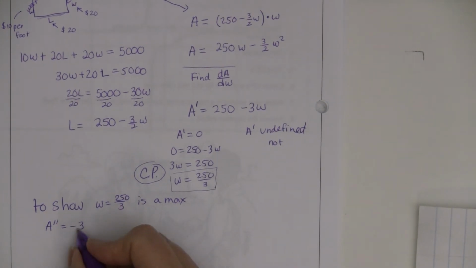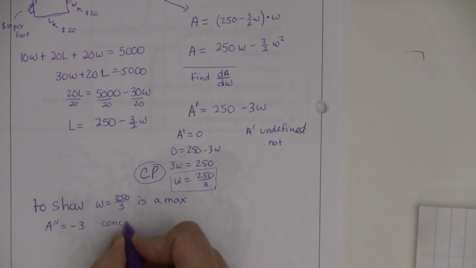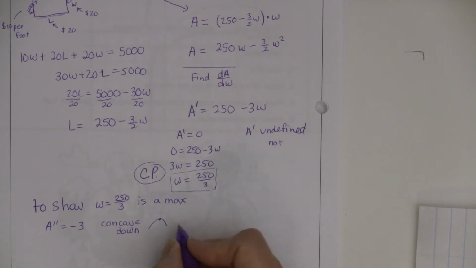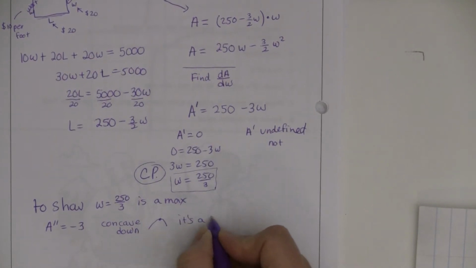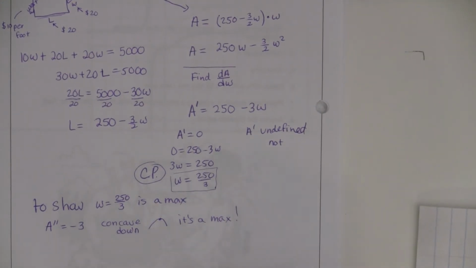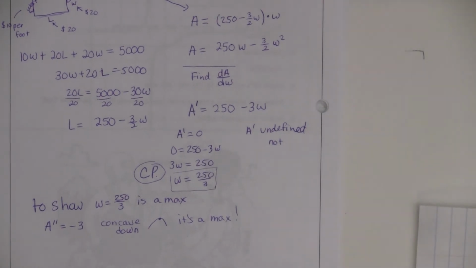And because the second derivative is negative, it is concave down, which means it's looking like this on the drawing. And here's our critical point right there. And so it's a max. You could also use the first derivative test by making a number line and whatnot. And so that would be another possibility for you to do.